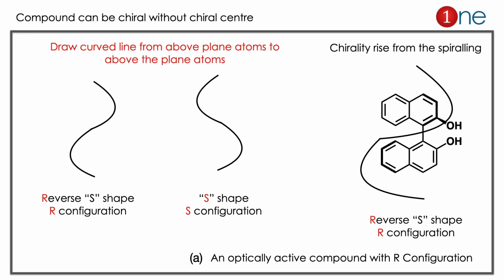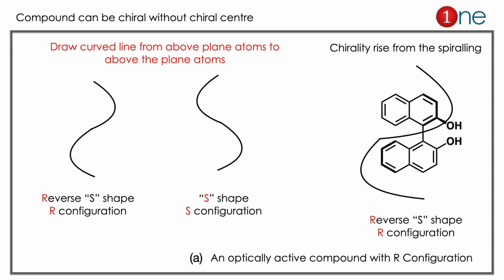Here you have to learn a new concept for R and S configuration. You have to find how the groups are positioned. Normally you have to start from above the plane. Here above the plane is the phenolic OH, so we start the curve there. Similarly, for the bottom one also you draw the curve from above the plane. So you go from above the plane to above the plane. If you have an S curve, it is S configuration. If you have a reverse S curve, it is called R configuration. Some textbooks suggest you find the priority and then the configuration, but this will be easier. S shape means S configuration, reverse S shape means R configuration.